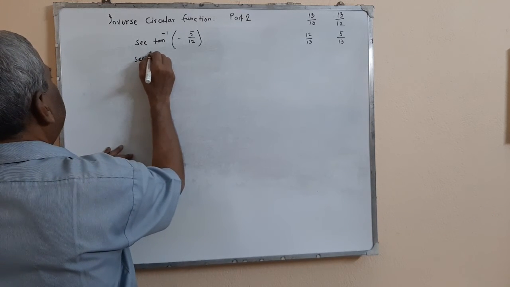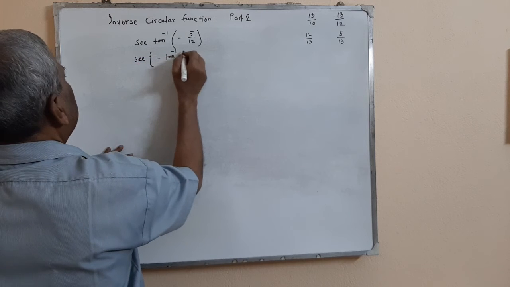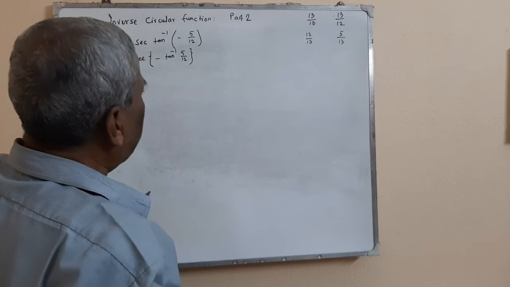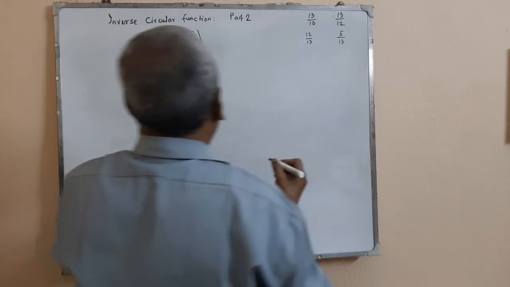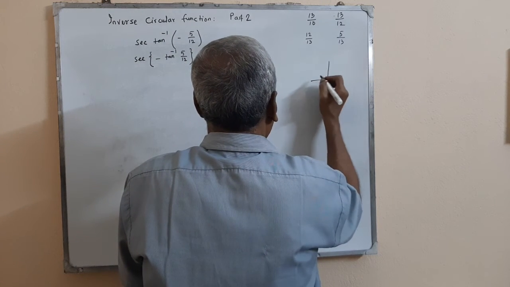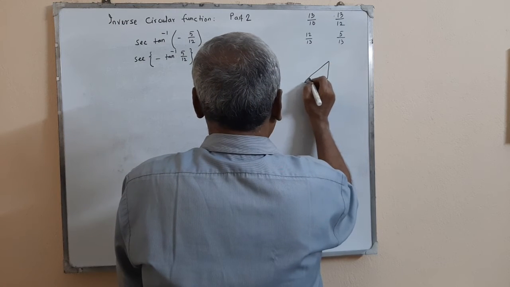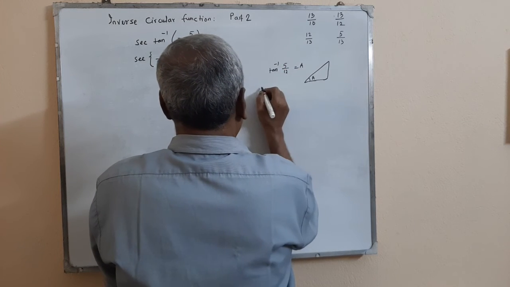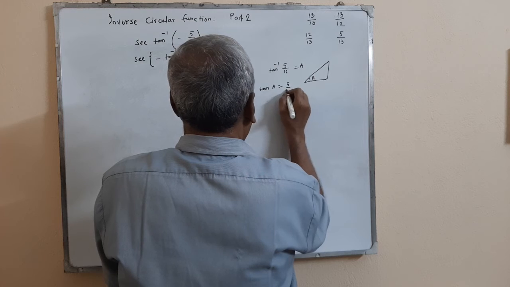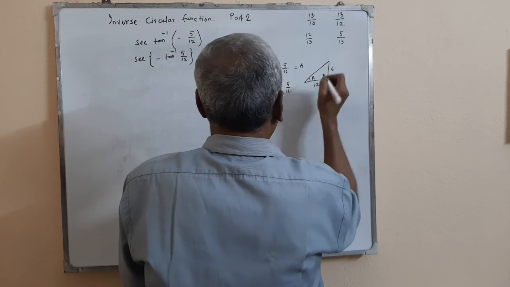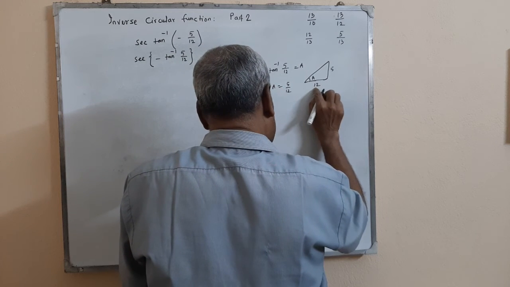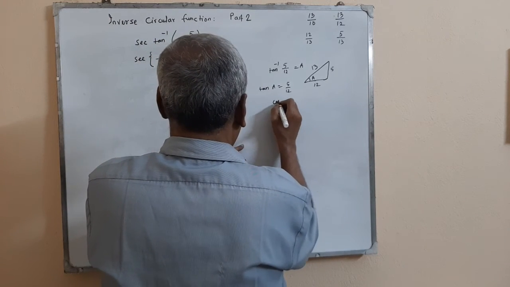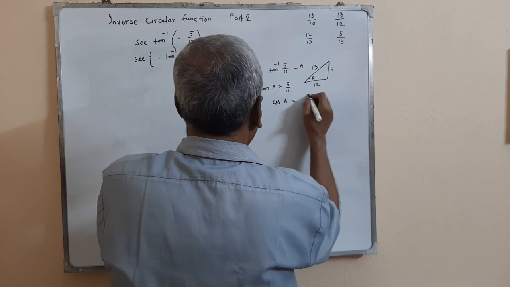It is equal to sec of minus tan inverse 5 by 12. Now let us see. Say tan inverse 5 by 12 is equal to A. So tan A is equal to 5 by 12. So this side is 5, this is 12, and the hypotenuse must be root of 144 plus 25, so 13. So cos A is equal to 12 by 13.